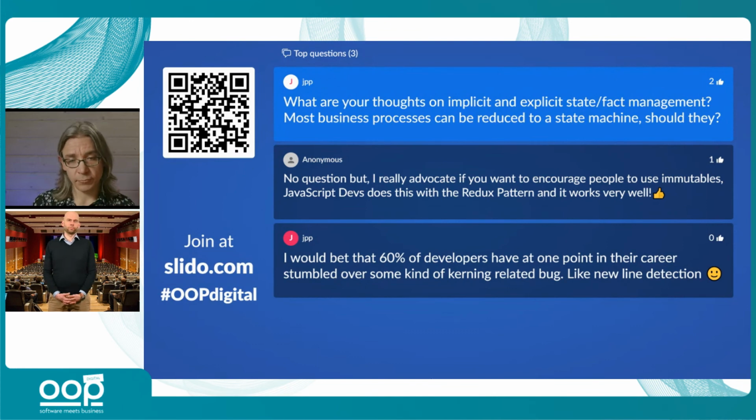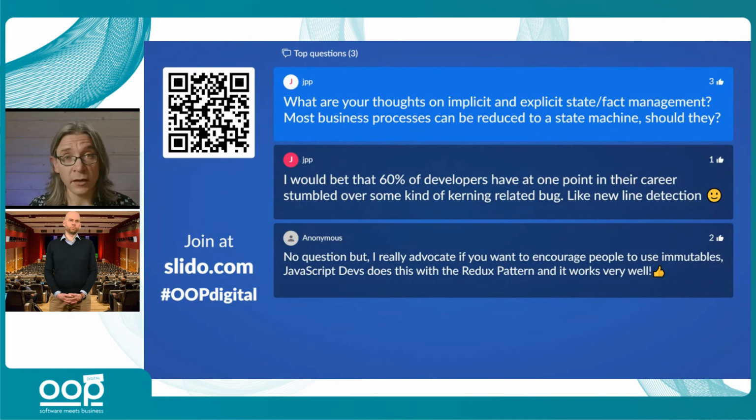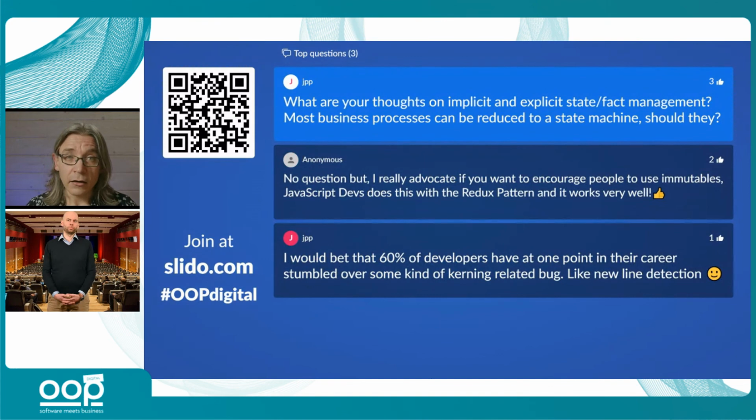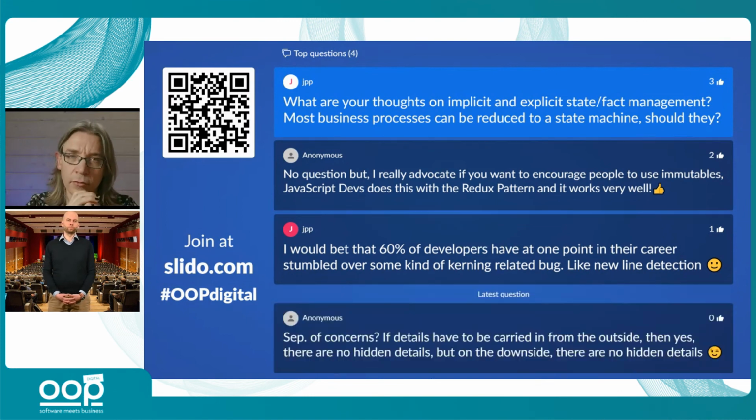Most business processes can be reduced to a state machine. Should they? They kind of are anyway. If you start looking at software through the eyes of state machines, they really are. The state machine is kind of a universal model. The only question is how clear is it to see the state machine? And I think it ends up with clearer code if you go into that model with your eyes open. It can be a very good tool for structuring code.